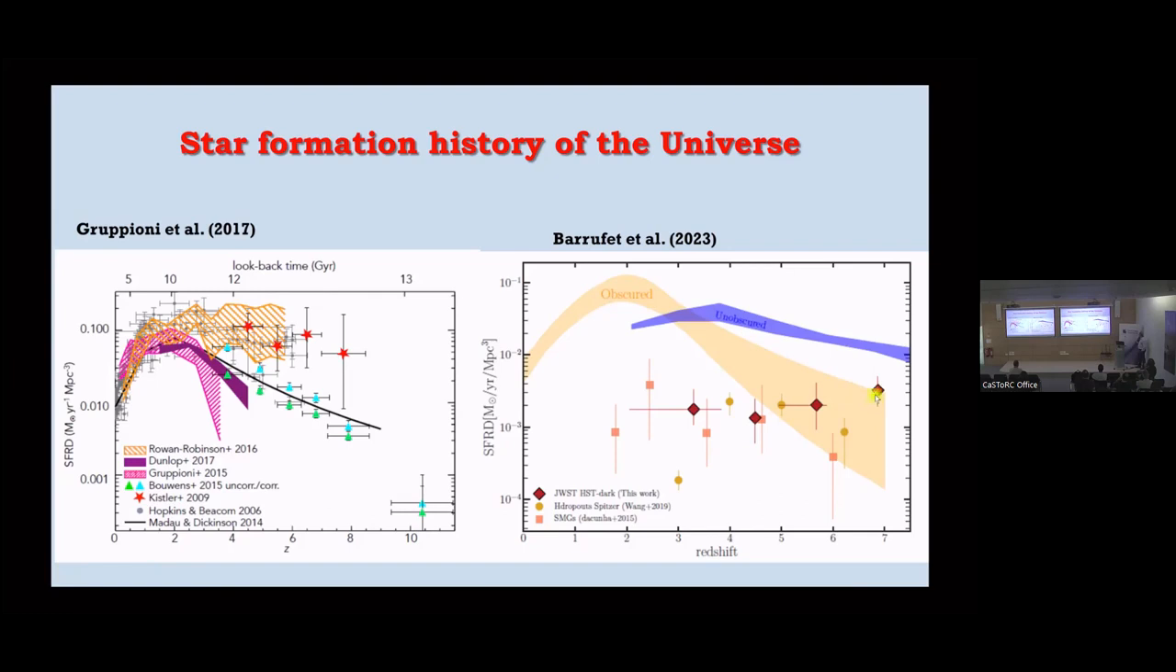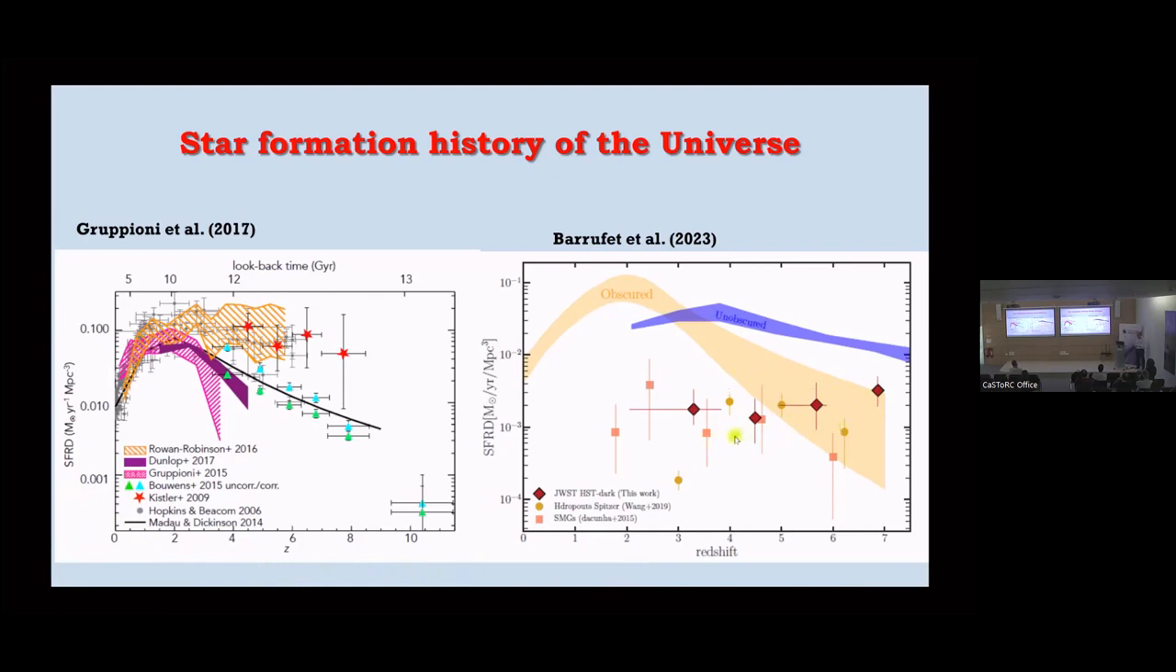The red diamonds here are actually data from the James Webb Space Telescope, which discovered a lot of galaxies, so-called HST-dark galaxies, galaxies that were not visible with the Hubble Space Telescope and are now visible with the James Webb Space Telescope.